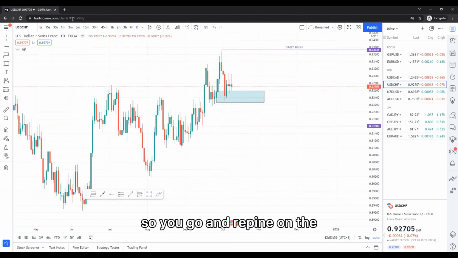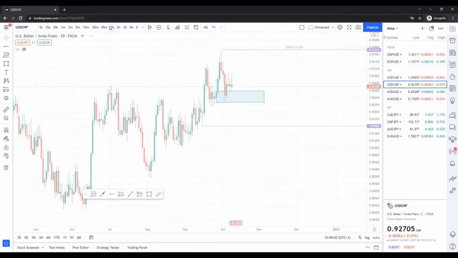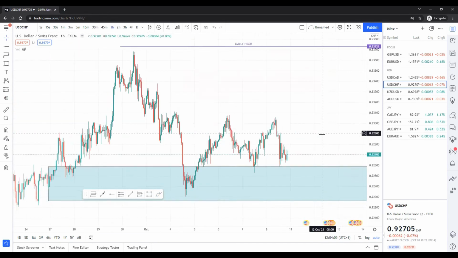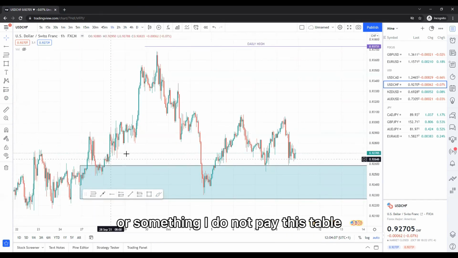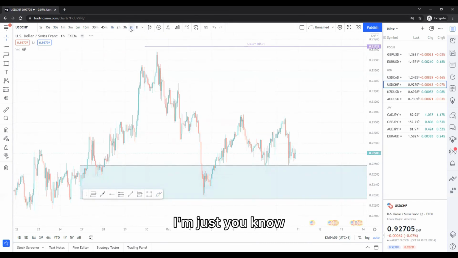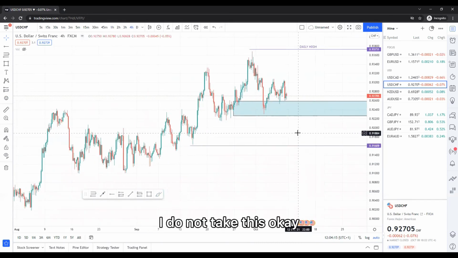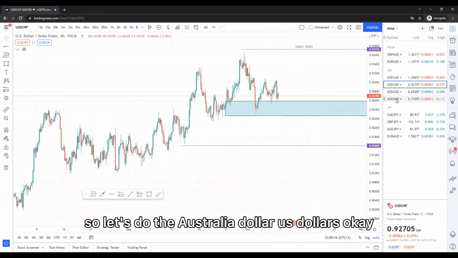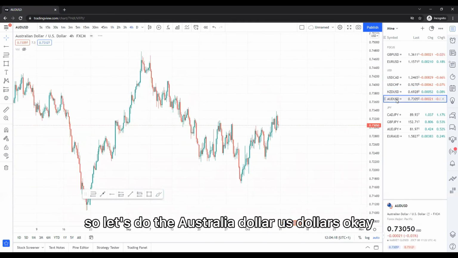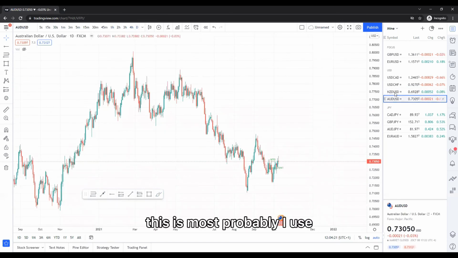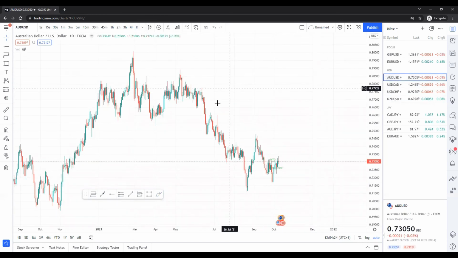So you go and refine on maybe 1 hour or something. I do not trade this trade, but I'm just giving the heads up. I do not trade this pair. Okay, right. So let's do the Australian dollar, US dollar. This is most probably one I do trade.